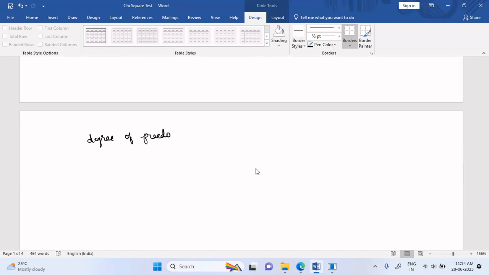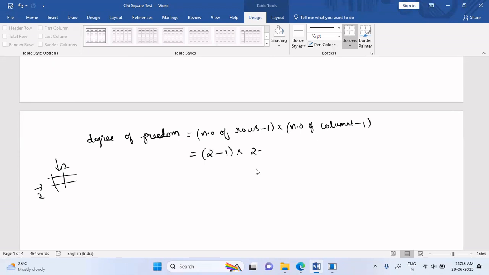So in this step, we need to calculate degree of freedom. Degree of freedom is equal to number of rows minus 1 into number of columns minus 1. So here we use a 2 by 2 contingency table. That means 2 rows and 2 columns. So we take 2 minus 1 into number of columns 2 minus 1, which gives 1 into 1 is equal to 1. So here degree of freedom is 1.